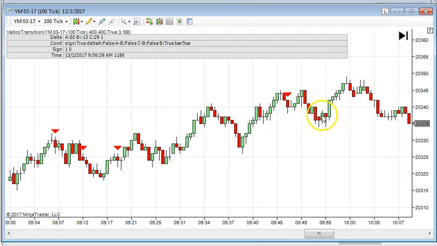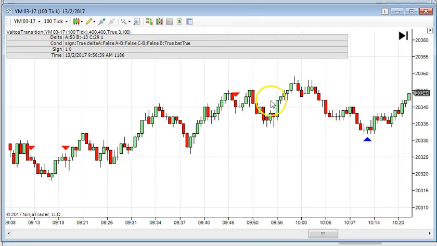This one sort of didn't really work out either. It's debatable if you would have really made anything, or you would have taken some heat. But again, if you're getting short at 40, it trades up to 45. If you're using a 5 tick stop, yeah, you'd be stopped out. If you've got an 8 tick stop, no, you wouldn't be.